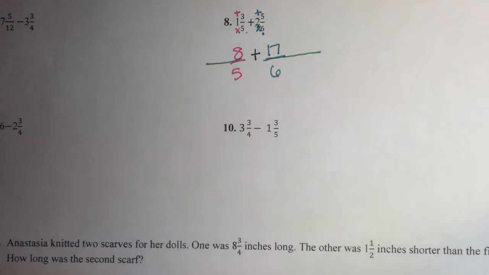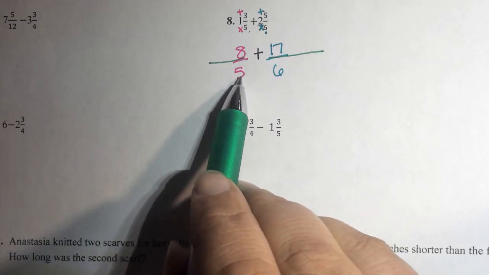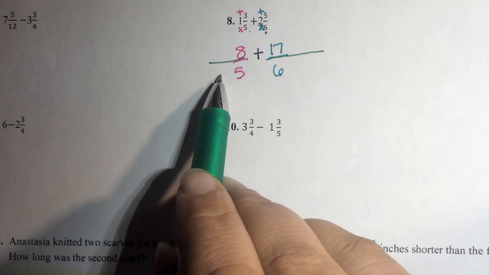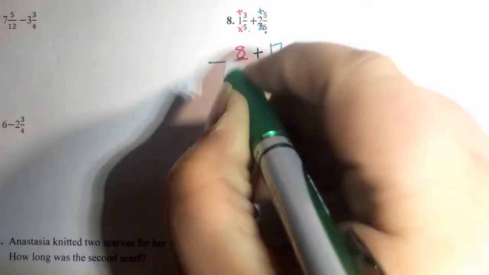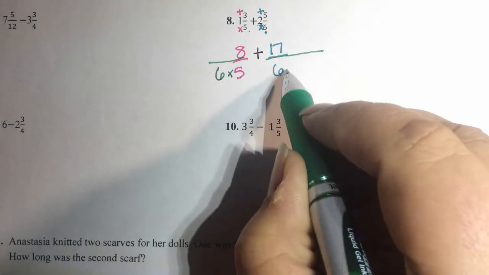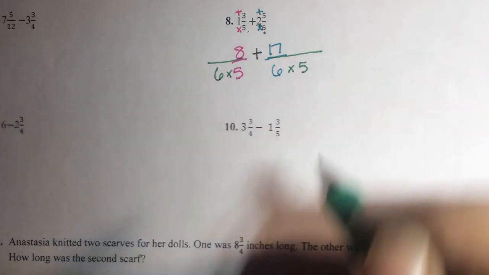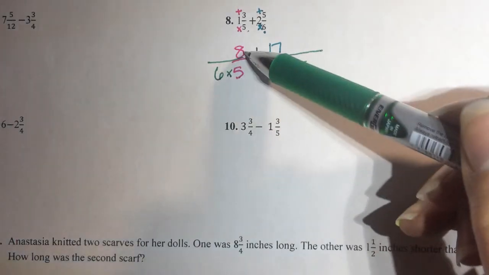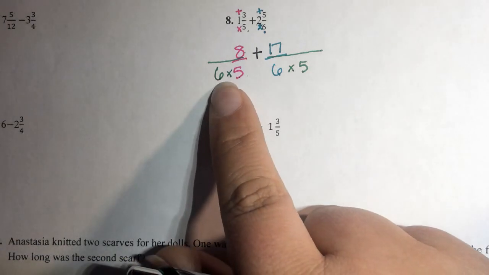An easy way to get the same denominator is to, in my first fraction, multiply the denominator by the other denominator. So 5 is the first denominator. Let's multiply it by the second denominator, 6. 6 is the second denominator. Multiply it by the first denominator, 5. In the fraction 8 over 5, we're going to multiply the bottom by 6.